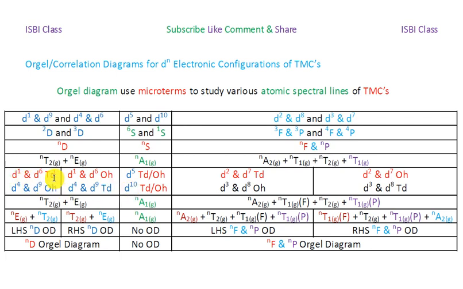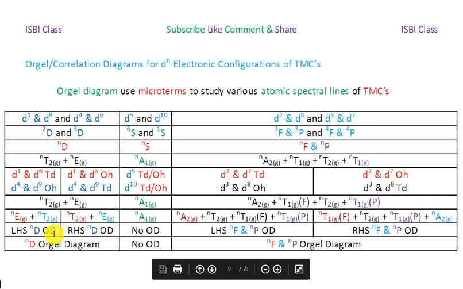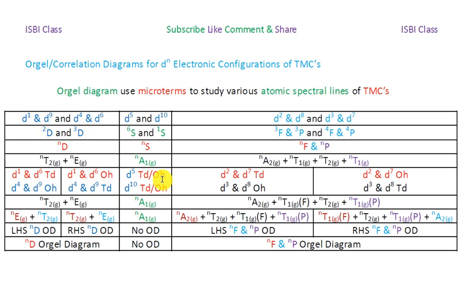d1 and d6 tetrahedral, d4 and d9 octahedral form the left hand side of the nD Orgel diagram. d1 and d6 octahedral, d4 and d9 tetrahedral form the right hand side of the nD Orgel diagram. Here d5, whether tetrahedral or octahedral, and d10, whether tetrahedral or octahedral, have one term, nS, giving only one microterm, that is nA1(g). That's why there is no Orgel diagram here.